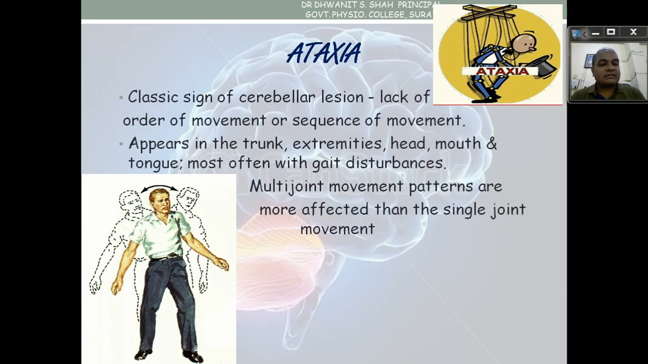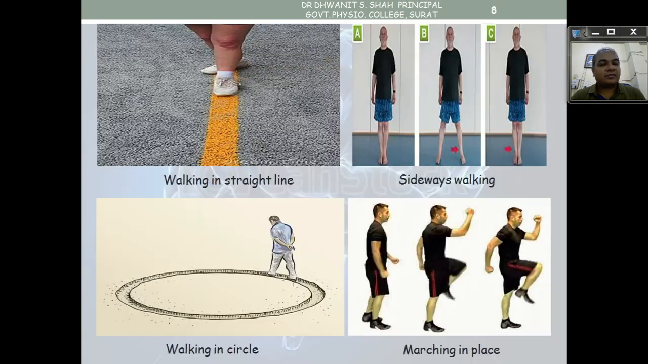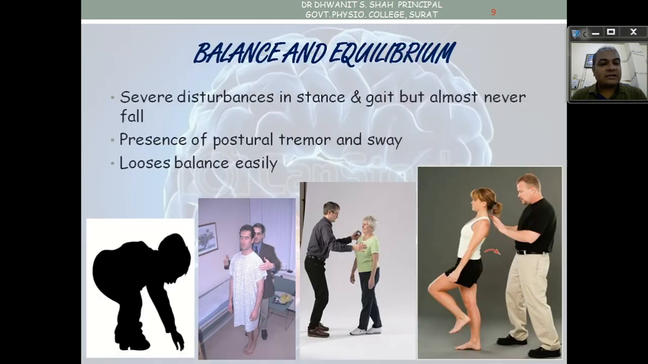Ataxia, that is already discussed in detail. There is a disturbance of gait. Ataxia can also be found in the upper limb, tongue, lower limb, face, mouth, and head, in all the patterns. And there are distinct ataxic gait patterns, with different names for the ataxic gait: staggering gait, reeling gait, drunkard gait also. This is how you check ataxia: in a straight line, walking in circles, sidewalks, marching in place.